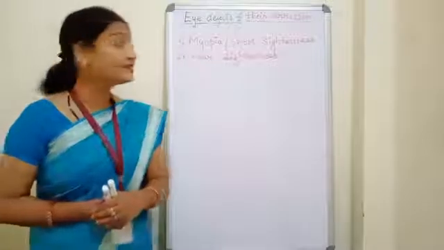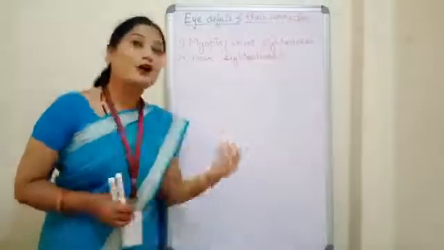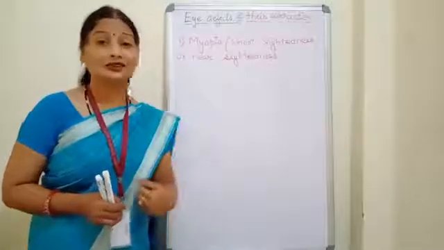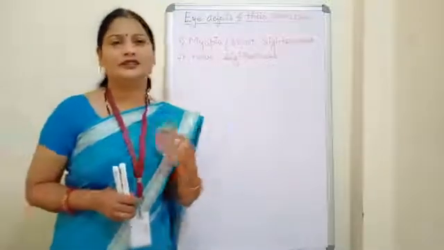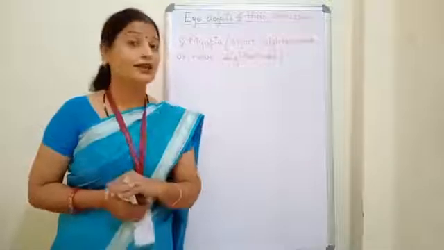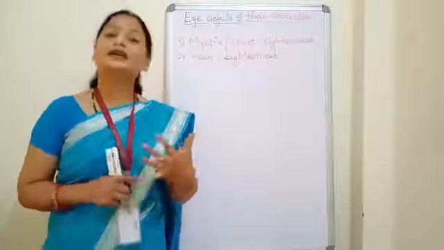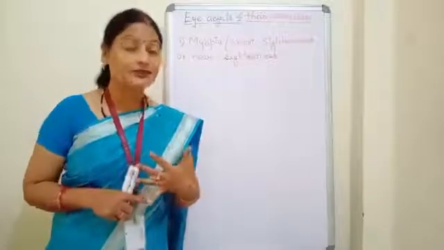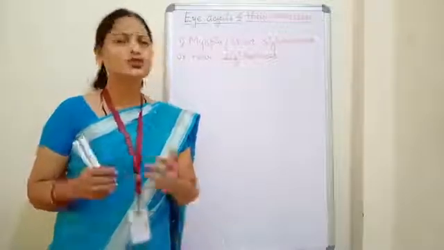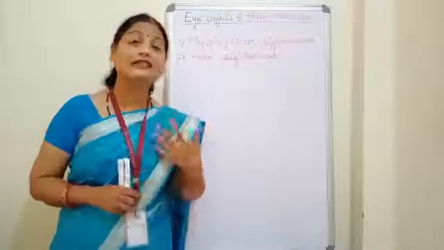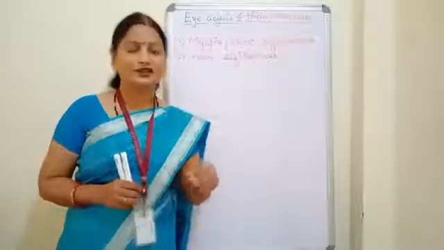Now today we will see the eye defects and their correction. We'll see how many types of defects there can be in the eye and how we can correct them. There are various defects found in the eye like myopia, hypermetropia, cataract, astigmatism, presbyopia, night blindness, color blindness, and so on. Okay, and we'll see all of them one by one.